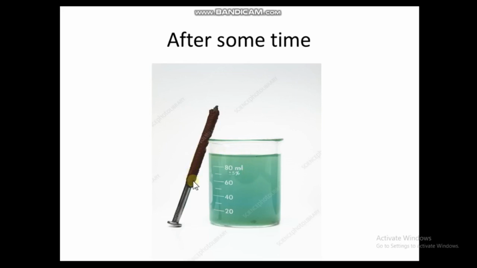The copper from the copper sulphate solution has prepared a layer of copper on the top of the iron nail, and from the iron nail, some portion of the iron has mixed with the copper sulphate solution.